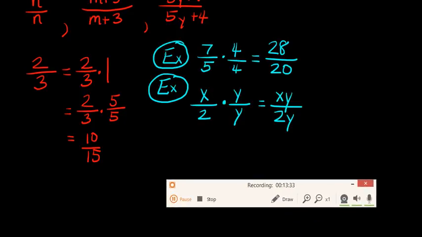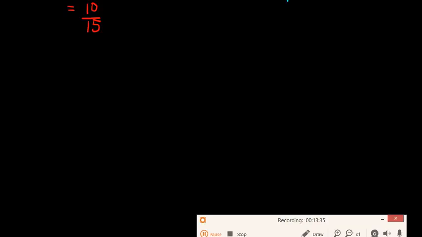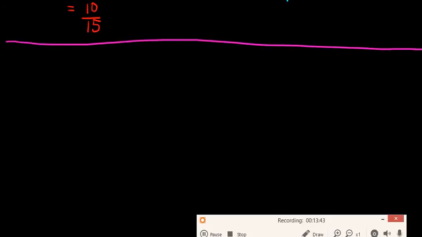Alright, the last thing we're going to talk about today is how to simplify algebraic expressions. Let's just start with something simple. If I have 3 times 5, we know that equals 15. When 2 or more numbers are multiplied to form a product, these numbers are called factors of 15.